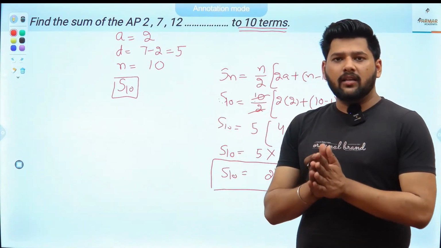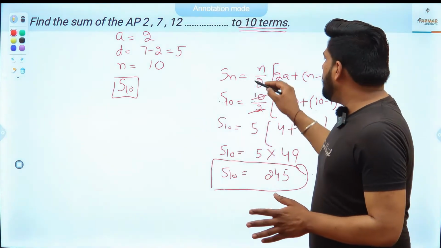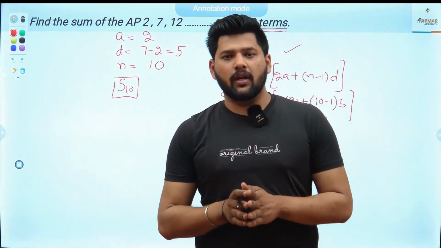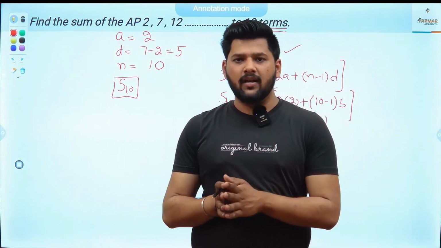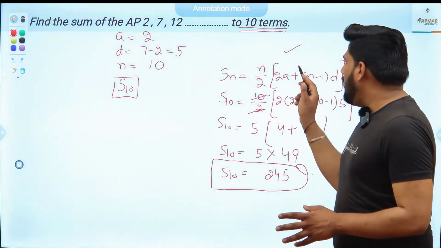Now we have to find the sum of the first 10 terms of this sequence. How to find it? We simply have the formula Sn is equal to n upon 2 into 2a plus (n minus 1) times d. Now for that we will find the values.